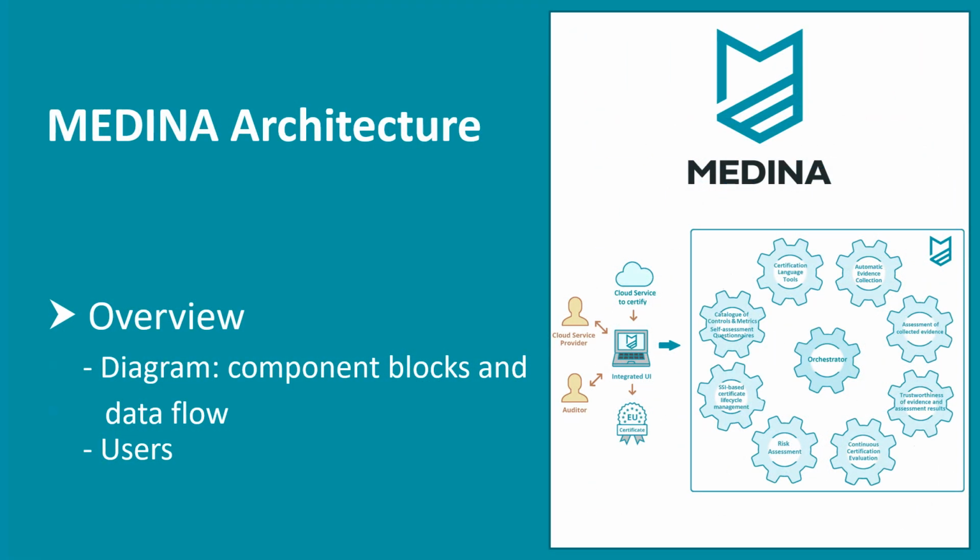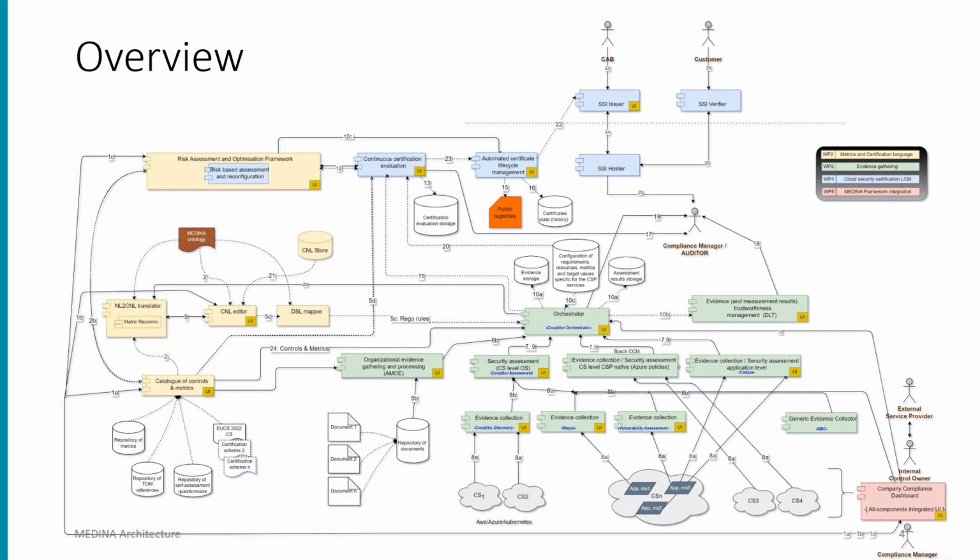Before starting with the overview of the architecture, let us remind the main goal of MEDINA project: to provide a framework of tools and techniques supporting the continuous audit-based certification of cloud services in the EUCS standard. The architecture proposed by MEDINA is shown in this diagram. The diagram can be further divided in 8 building blocks. Each building block corresponds to a well-differentiated functionality of the proposed framework.